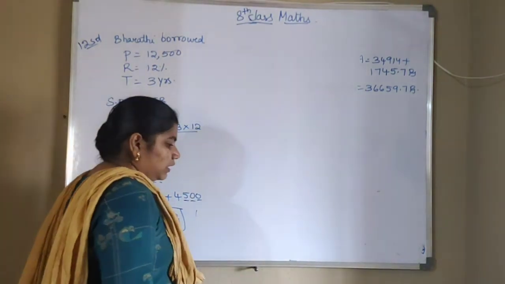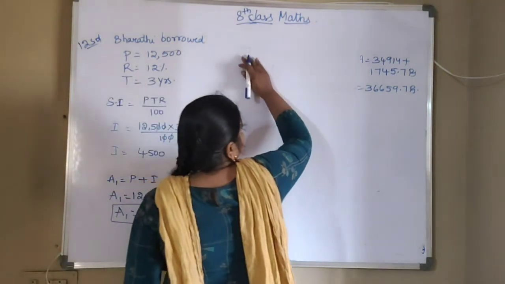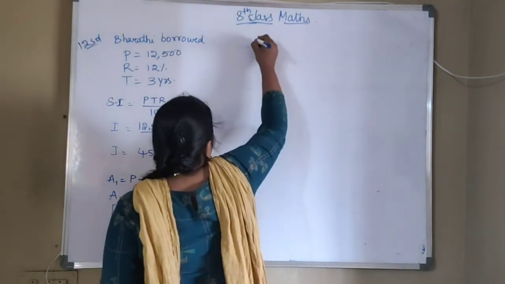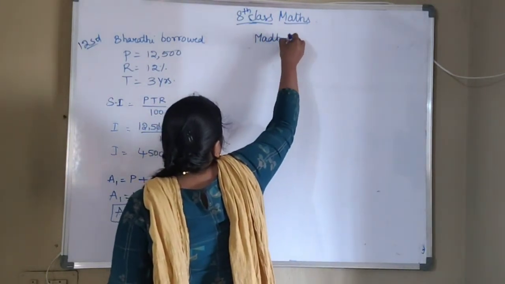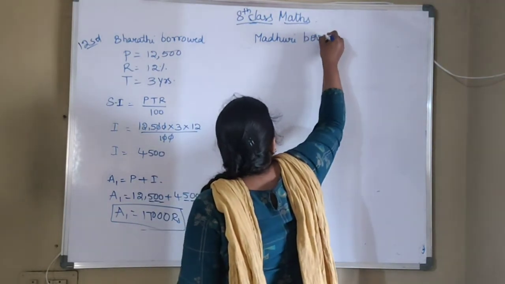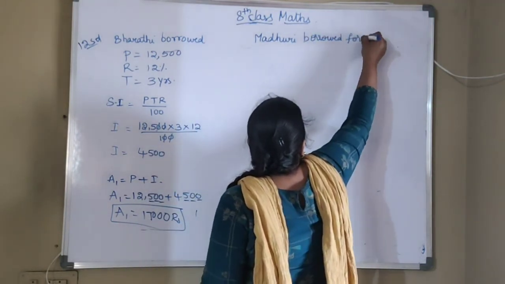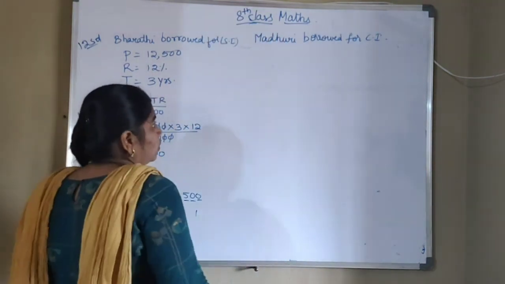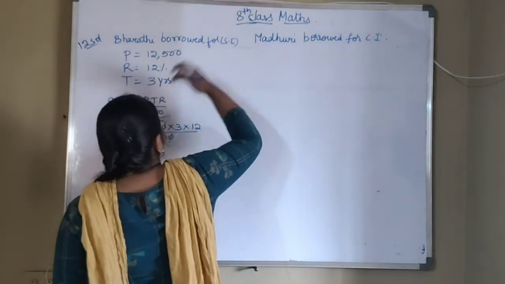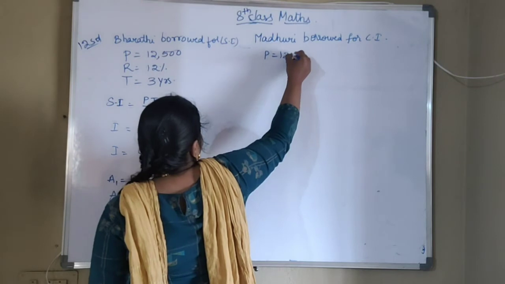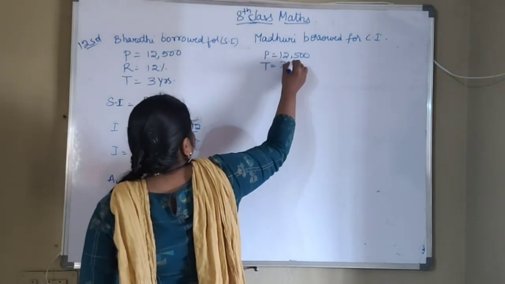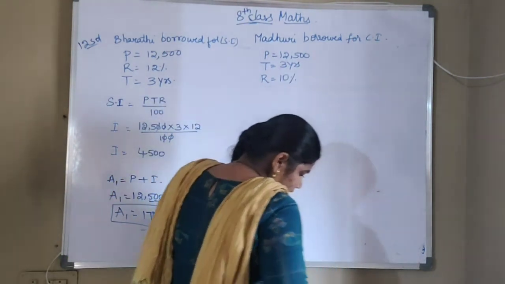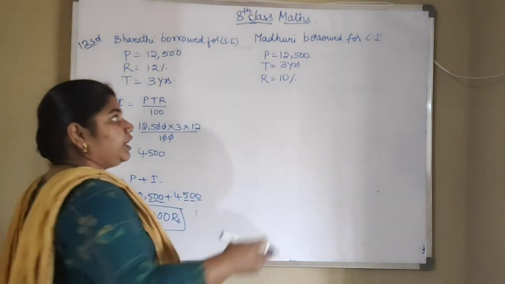Now this is for Bharti. Now we are finding for Madhuri, and Madhuri has taken compound interest. We have to find the compound interest now. Same principal value, 12,500, and time is also the same, 3 years, but the rate of interest is 10%, and she has taken compound interest.